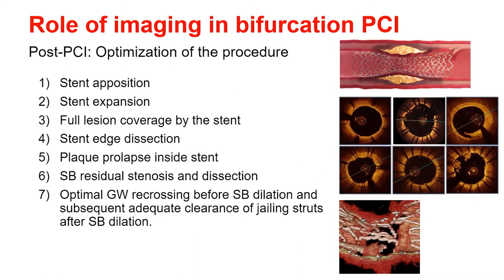In post-PCI, optimization of the procedure is crucial for better clinical outcome. The following should be assessed by imaging. First, stent apposition. Second, stent expansion. Third, full lesion coverage by the stent. Fourth, stent edge dissection. Fifth, plaque prolapse inside the stent. Sixth, side branch residual stenosis and dissection. Seventh, optimal guidewire recrossing before side branch dilation and subsequent adequate clearance of J-ring struts after side branch dilation.